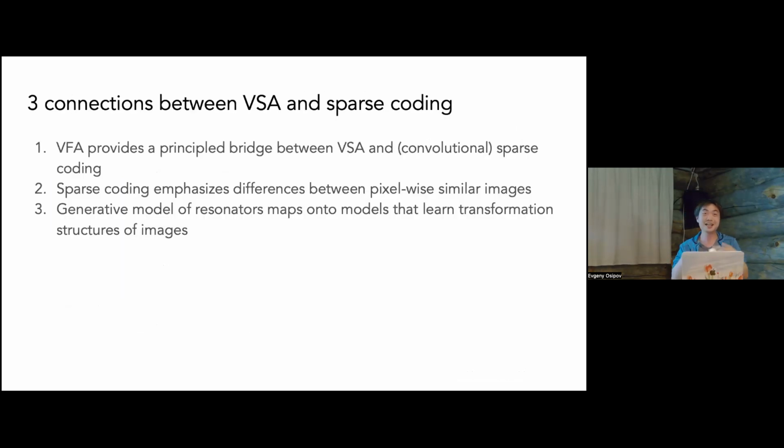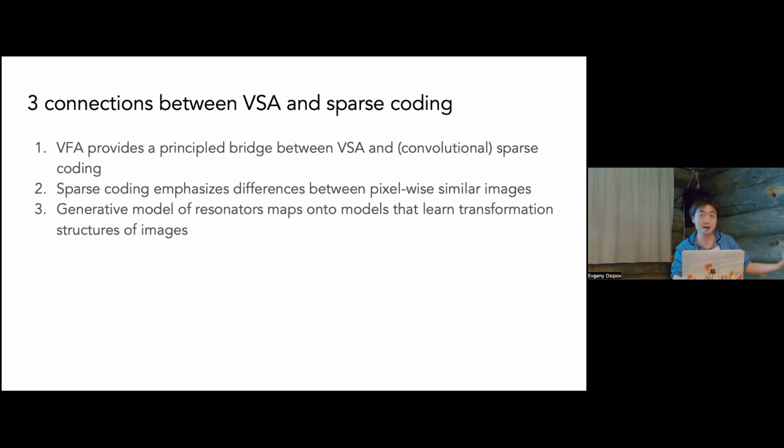But now we get to the heart of the new things I want to show you, which are three connections between VSA algorithms and sparse coding. One is this bridge between vector function architectures, which I'll explain a little bit, and a convolutional version of sparse coding. A second is how sparse coding can help the resonator network solve inference problems a little bit better. And the last is related to the generative models for certain classes of sparse coding.